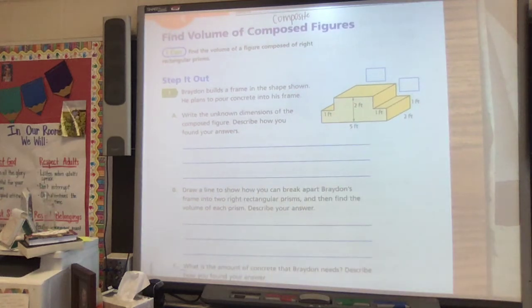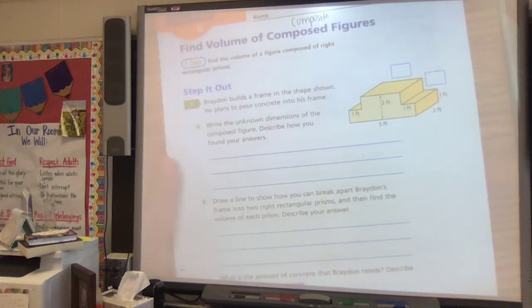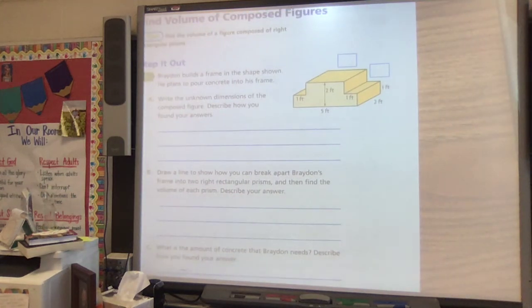As you can see, this is when you're finding the volume of a figure that is not a right rectangular prism. So in order to do this, we have to make our shape into right rectangular prisms. Right now, I have this larger shape, and I'm going to have to figure out what I can do to it so that I can use my formula for volume.